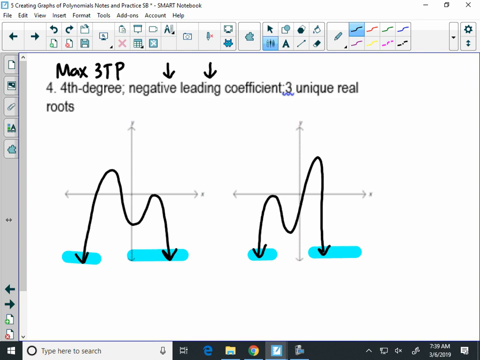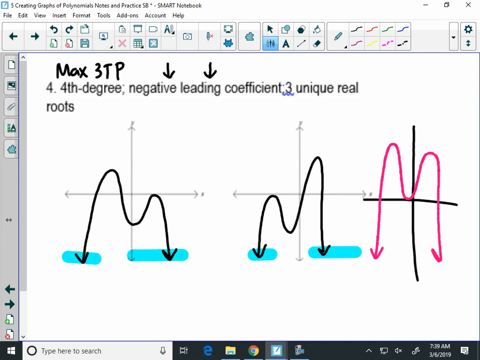I think there is one other way I could come up with here. If I start low, I could come up through, come down and touch, back up, and down again. So that looks like I still have 3 turns and 3 x-intercepts.